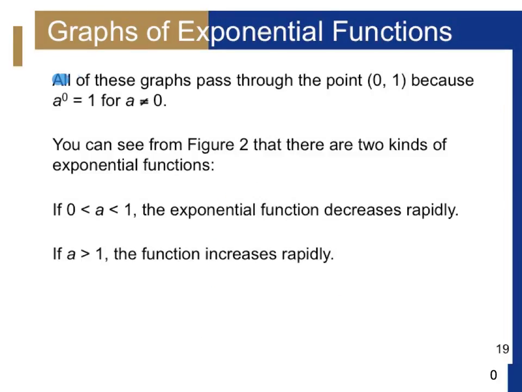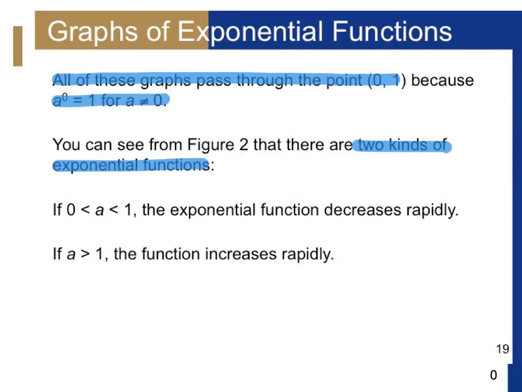Okay, so it's important to note that all of these graphs pass through the point 0, 1, because a to the 0 equals 1 for any a that's not equal to 0. So we have two kinds of exponential functions. Generally, the first type we looked at was a is greater than 1, which means the function increases rapidly, and those are the ones that go up high to the right. And then we have the case where a is a fraction, a is between 0 and 1, and the exponential function decreases rapidly. It just does the opposite. Remember, it's reflected across the x-axis. So those are the ones that go down really fast, and then they go down slowly after they go through 0, 1.